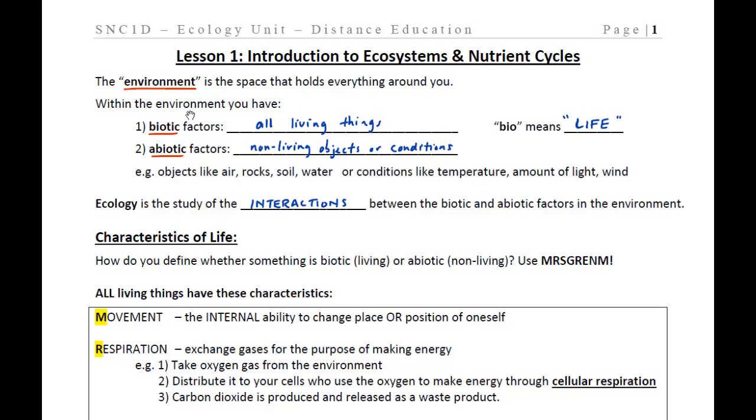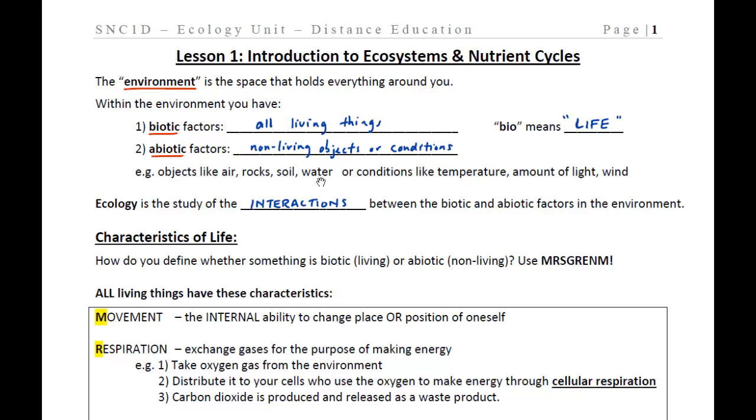Within that environment, you're going to have biotic factors, which are all the living things. Bio itself actually means life. And then you have the abiotic factors, which means the non-living objects or any conditions that go along with that. A in front of a word always means not, so not living. Living, not living. Things like air, so the composition of the air, how much oxygen there is available, how much CO2, all that kind of stuff. The rocks that are available, what type of soil you have, what type of water you have. These are all abiotic factors.